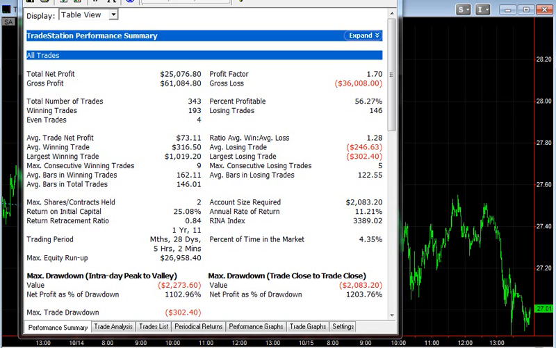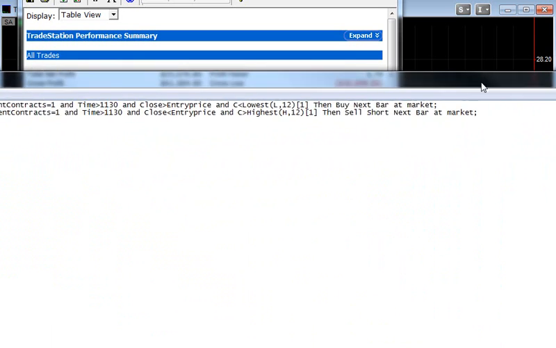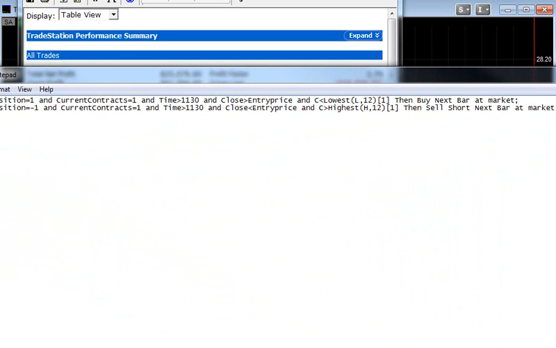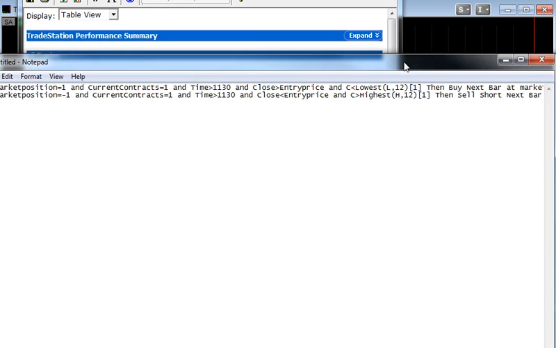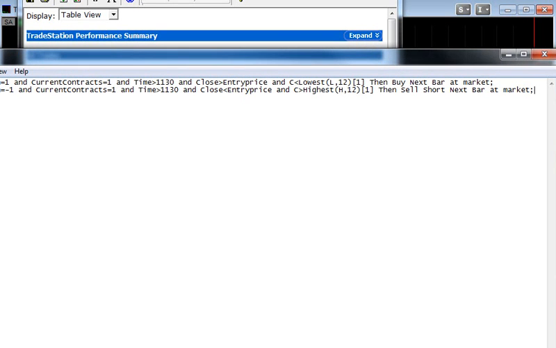And here is the EasyLanguage code that I'm going to share with you. This is in Notepad, and I'm sharing this with you. Basically, if the market position is 1, and you're trading one contract, and the time is greater than 11:30, and the current closing price is greater than the entry price, but it's also at the lowest low of the last 12, then we buy the next bar at the market. And the opposite for the short trade.